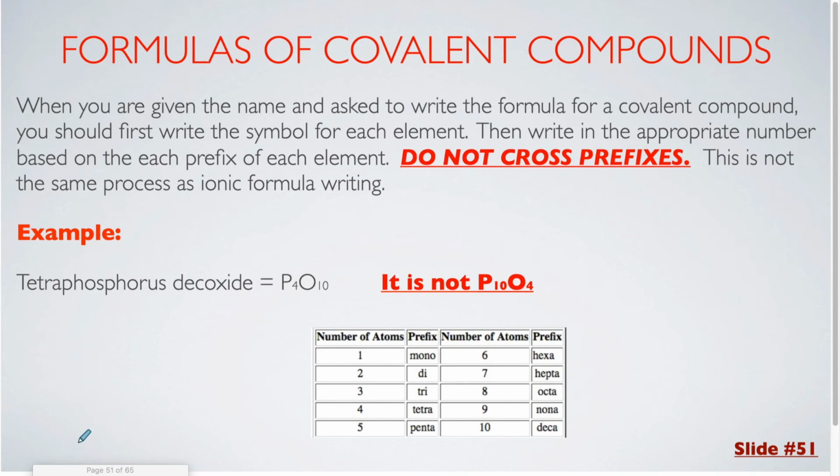When you are given the name and asked to write the formula for a covalent compound, you should first write the symbol for each element. Then write in the appropriate number based on each prefix for each element. Do not cross prefixes. This is not the same process as ionic formula writing. So for example, if I have tetraphosphorus decoxide, this is telling me that I have 4 of the phosphorus, so P4. Decoxide, dec means 10, so 10 oxygens. I would not cross the prefix to the opposing element. I would not put something like P10O4.